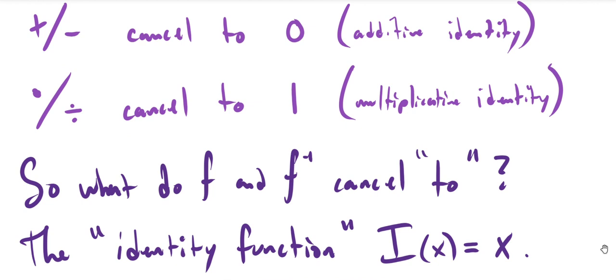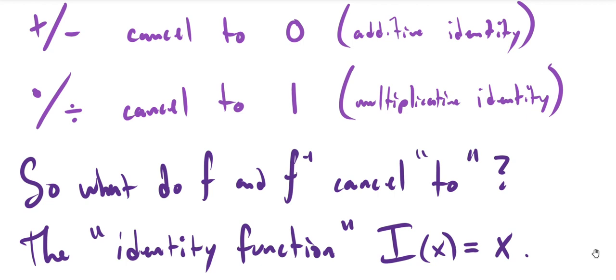Now, when we looked at addition and subtraction, we said that those cancel to 0. In other words, they're the same as plus 0 or minus 0. That's the additive identity, the thing that if you add it to something, it doesn't really change it. And multiplication and division canceled to 1. That is to say, it's the same as timesing or dividing by 1. The thing which, if we times or divide by 1, it doesn't change anything.